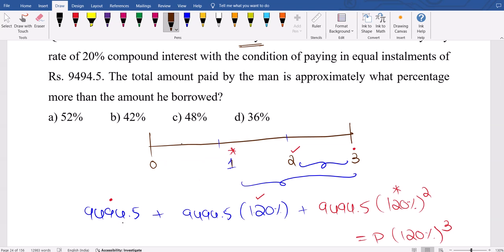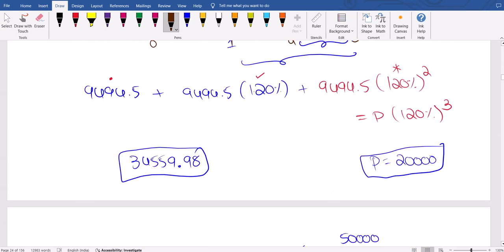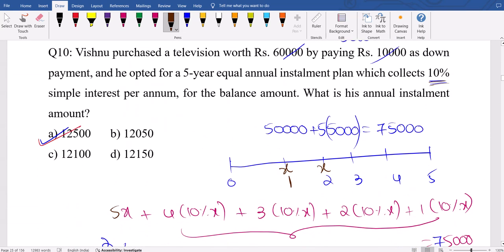First year you paid certain amount, for the 2 years interest. This is compound interest, 120% whole square. But here we're writing 2 into 20%, for if it is simple interest, 2 into 20% extra. Here 1 into 20% extra. The second amount is there with 1 year. This third amount immediately paid, it's not there with them. So 3 years term completed, there is no gap. So definitely they'll collect the amount that should be equal to principal into 120% whole cube.